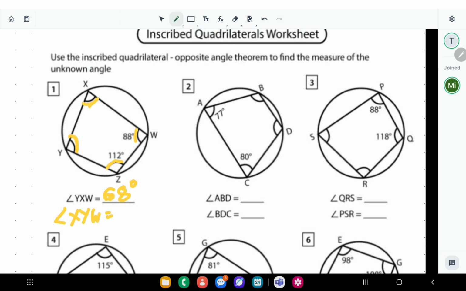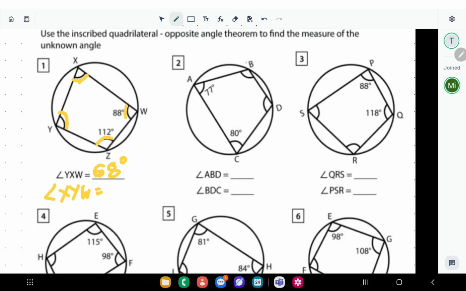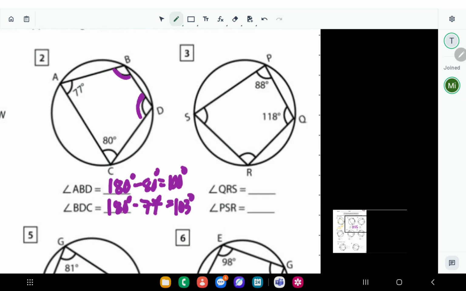Okay, and for number 2, angle ABD is just the opposite of angle C. So that means that is 180 degrees minus 80 degrees, which is 100. And then angle BDC, this one, is opposite to angle A, which is 77. So that is 180 minus 77. So what is 180 minus 77? Yeah, 103.